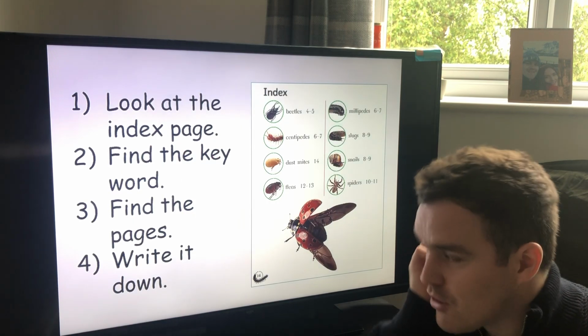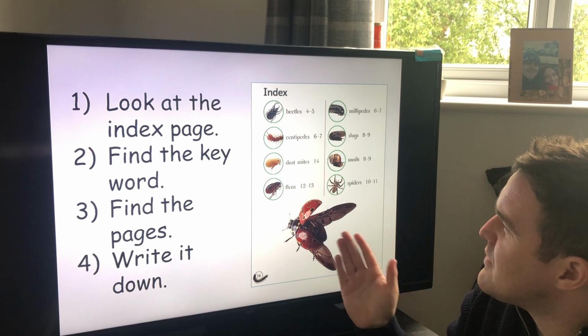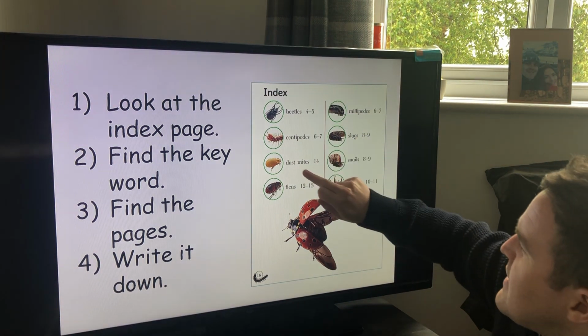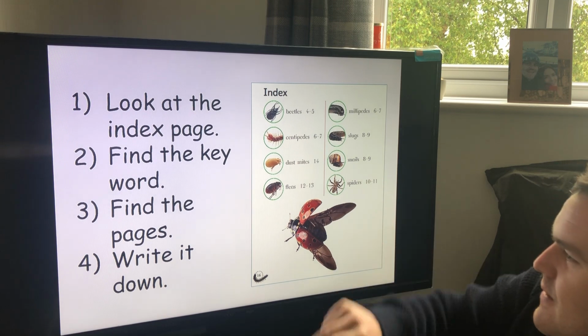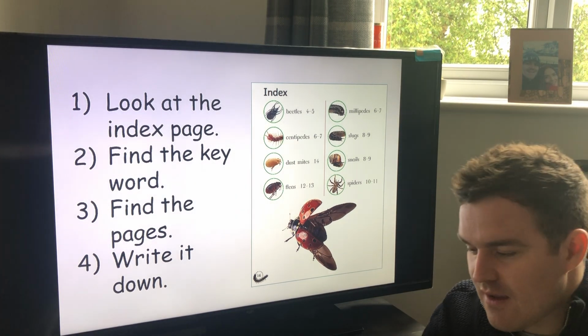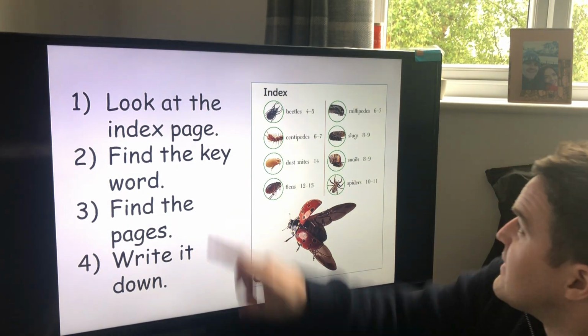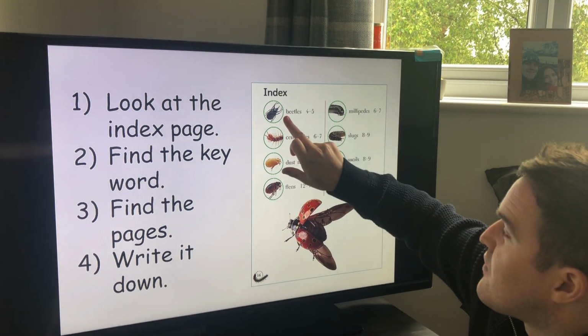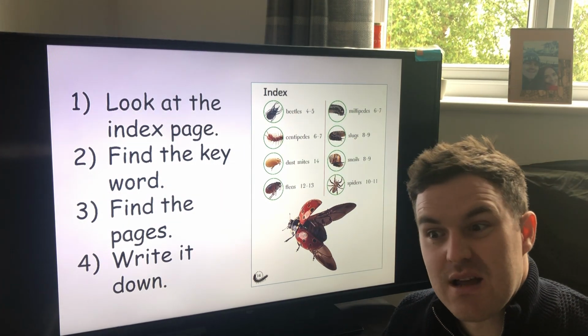Okay. Now we're going to look here at this index. This index is about a book about mini beasts. So we've got beetles, centipedes, dust mites, fleas, millipedes, slugs, snails, and spiders. If I told you that I wanted you to find out about beetles, you would look for beetles. So B is going to come near the start of the alphabet. Beetles is page 4 to 5. That means it's page 4 and page 5.